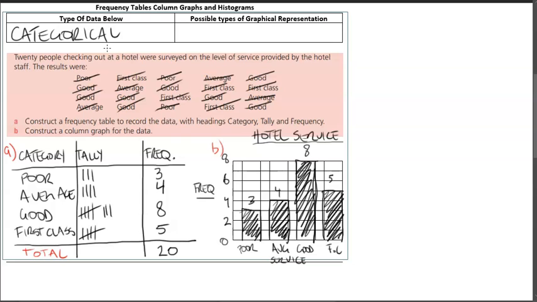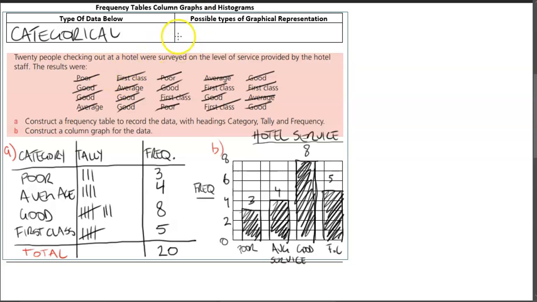But we're not going to do that just yet. So when you write categorical, just make sure you leave a little bit of space on the right hand side. And there are two possible types of graphical representation that we can use to showcase this information, and we've actually showcased this information already.